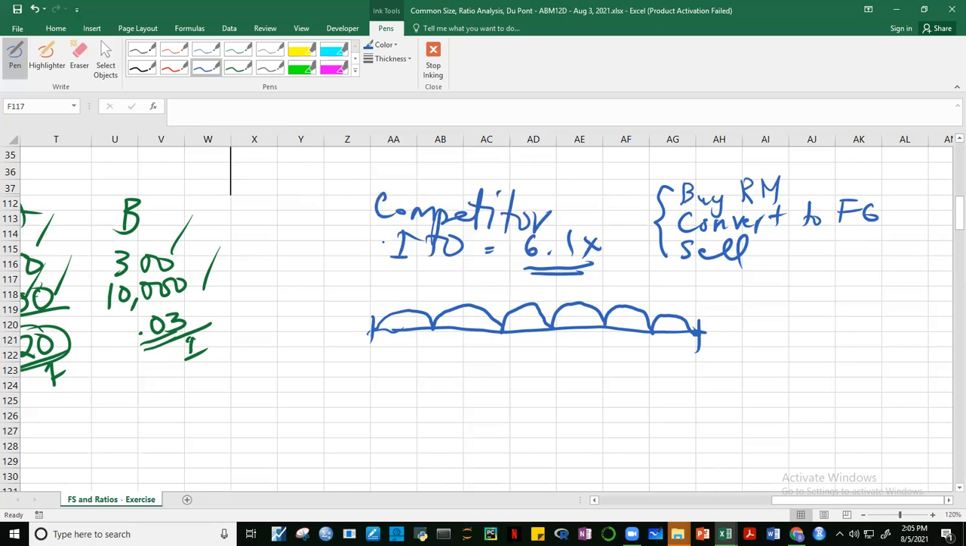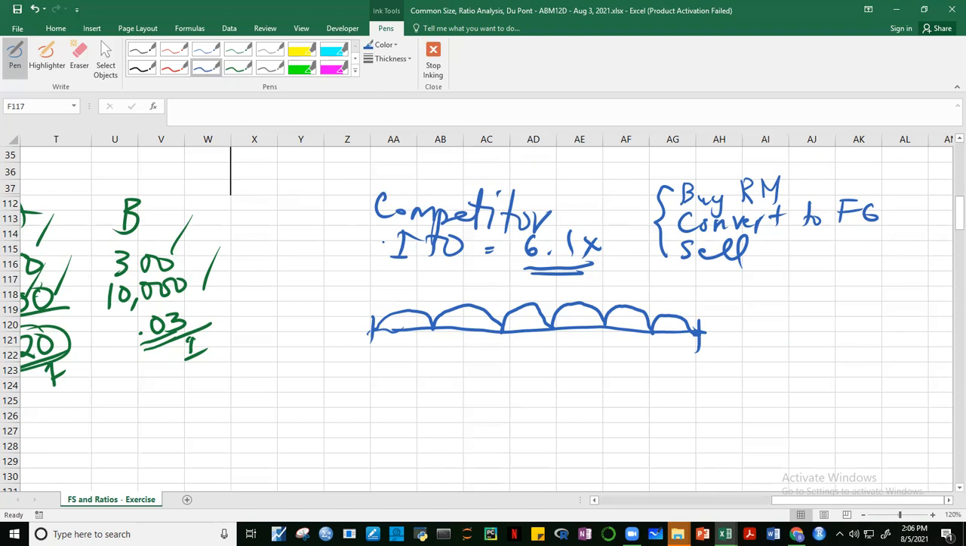Take note, guys, that the bigger the inventory turnover, the better it is. Kasi ibig sabihin, mas mabilis yung pag-churn ng sales. Ito 6.1 times lang. If its competitor has an ITO of 20, patay itong company na to na 6.1. Kasi kung 20 siya, di ba? 20 times na tina-turn over yung inventory.